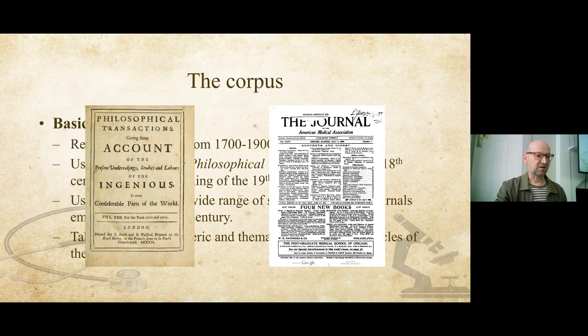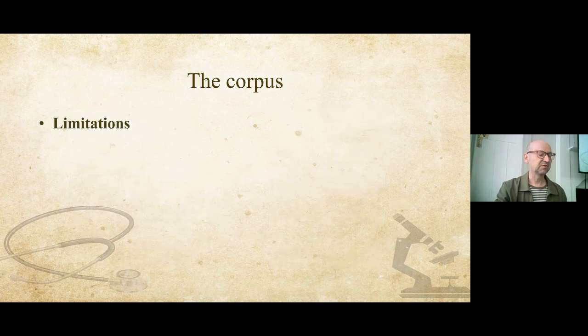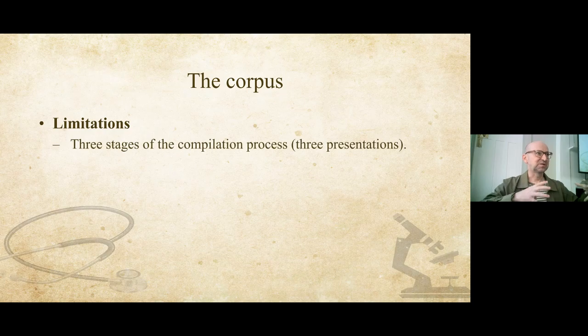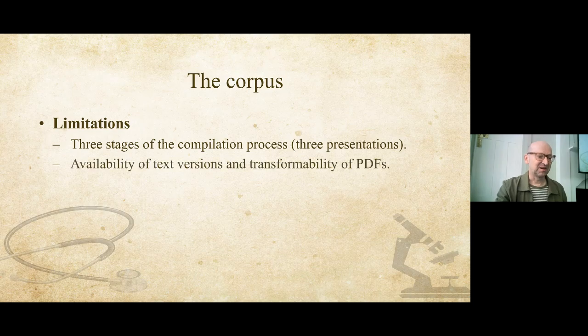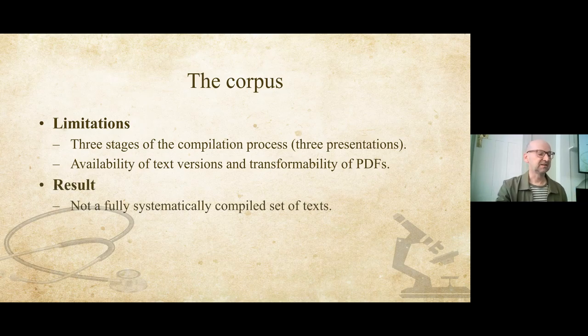However, things are a lot messier in real life because of limitations. That was not a project that I did for here, but it happened in three stages, and always for a presentation, so it worked under a certain amount of time pressure. So I didn't have a fixed plan beforehand and enough time to carry that out. And of course, it depends on the availability of text versions and the transformability of PDF, of facsimile versions of the text, as we talked about yesterday. So basically the result is that it's a messier corpus than the plan suggested.